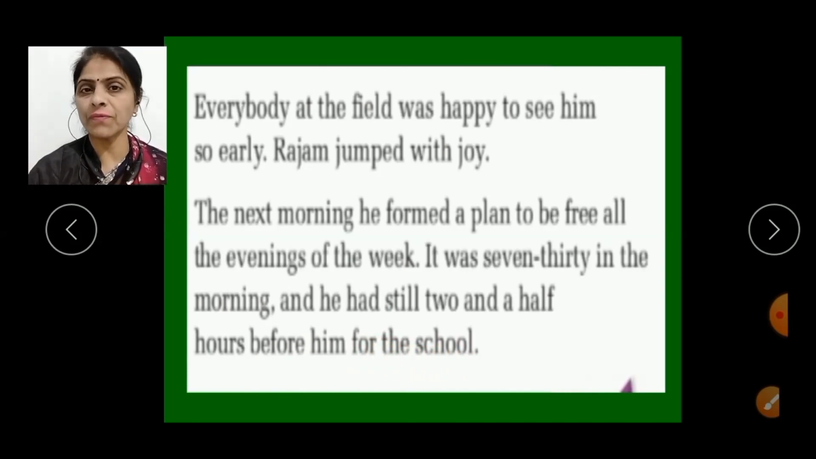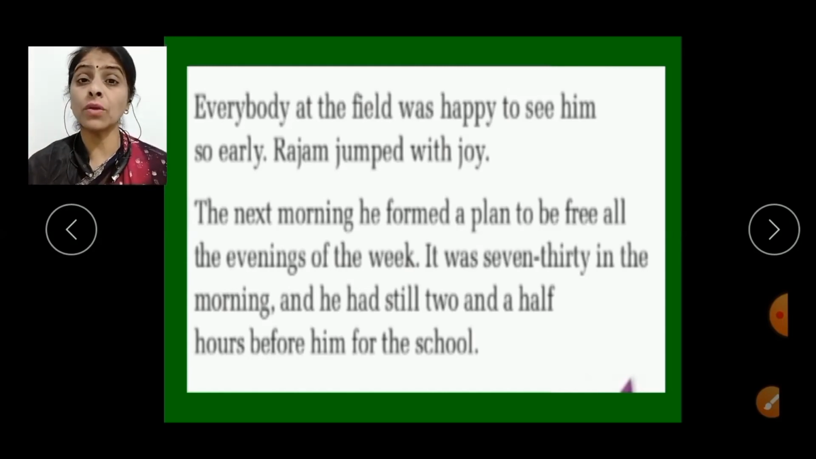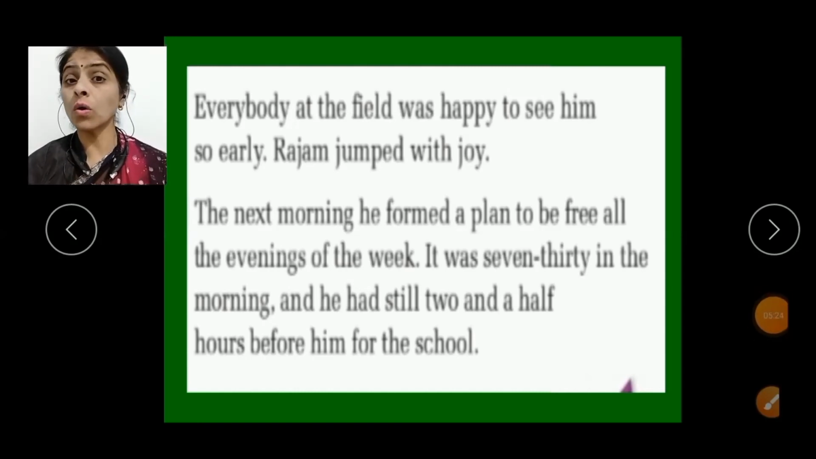After getting free from the drill class, when Swami reached the field, all the team members were so happy to see him so early. Rajam was also so happy. He jumped with joy. But Swami knew that he had to find some other ways to escape drill class, scouting and other things of the school for the whole week.